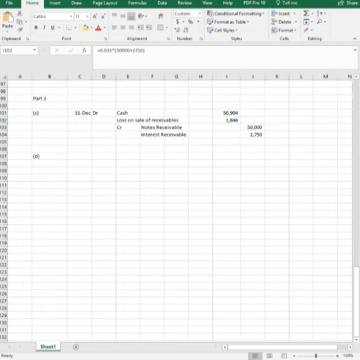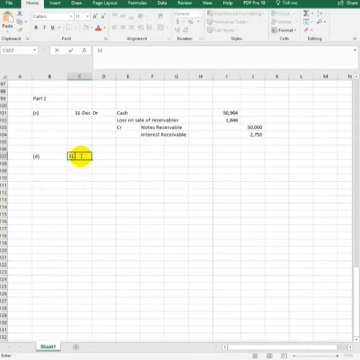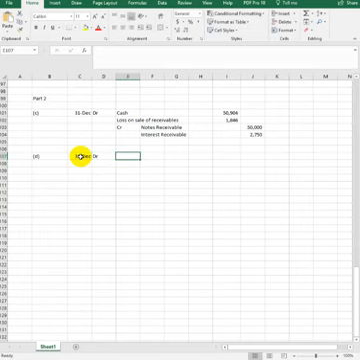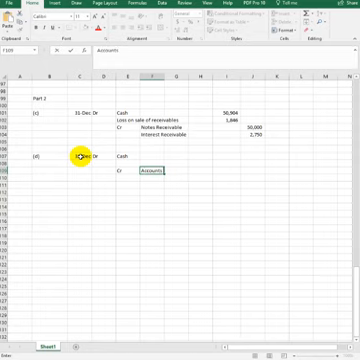Then the next one, Logo factors some accounts receivable, also on the 31st of December. So we got some cash there as well. Here we've got accounts receivable going away because they're actually being sold with recourse.